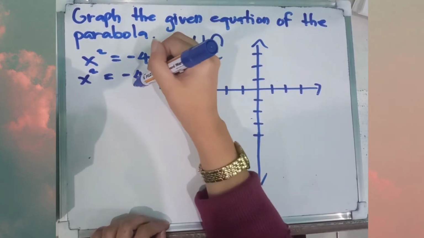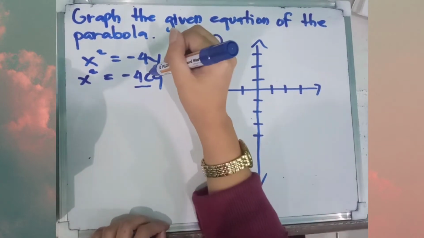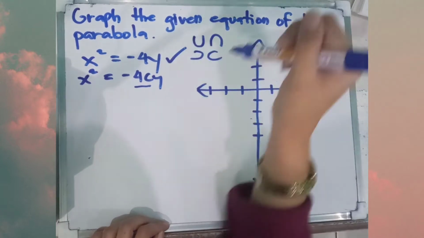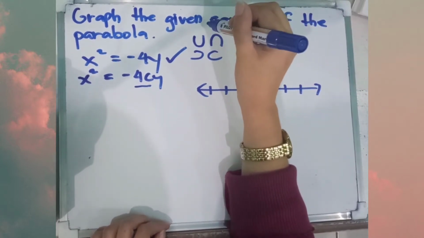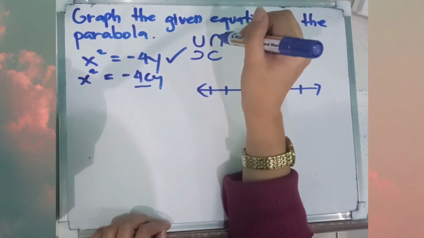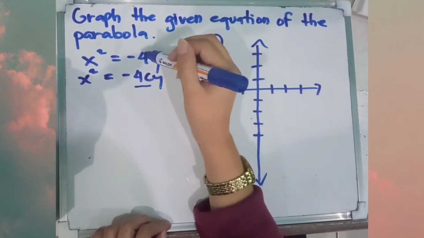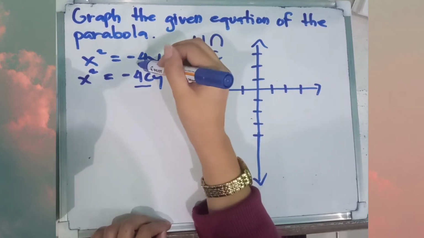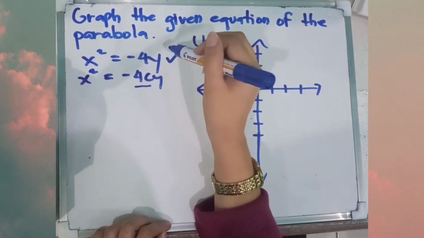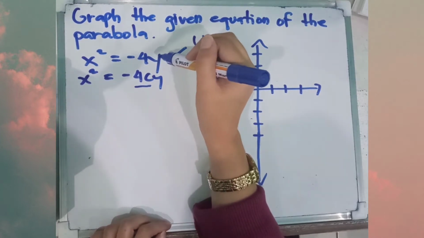Now, for us to determine if the parabola is opening upwards or downwards, we need to take a look at 4c. If that's positive, that means the parabola is opening upwards. But if it's negative, that means the parabola is opening downwards. So, in this case, since 4c is negative, we know that the parabola is opening downwards.